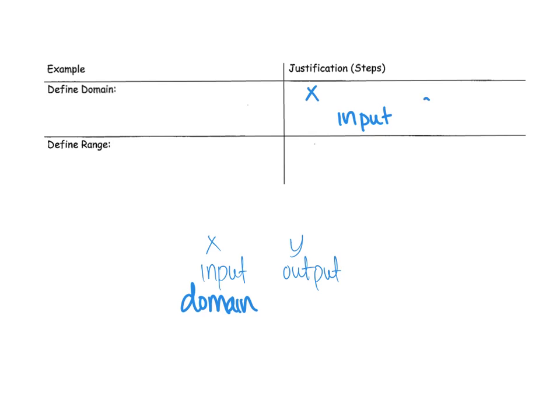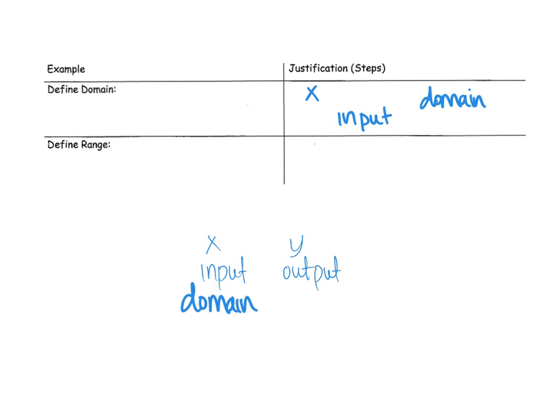Remember yesterday how I told you that you had your x, which was your input, and your y was your output, right? So I have two new words to introduce to you today, and they deal exactly with this. X, input, is also the same as the domain. And let's put that in the justification. X, input, domain.